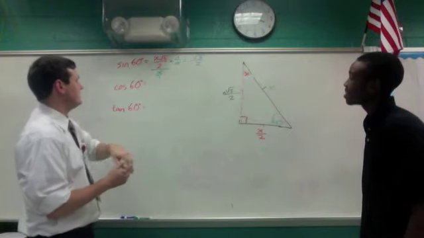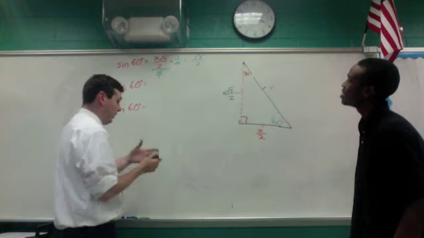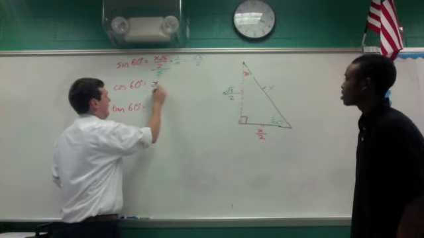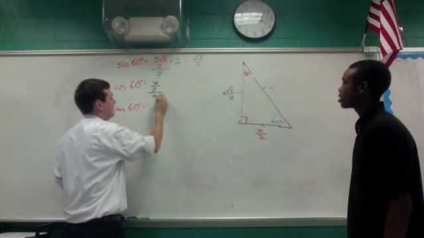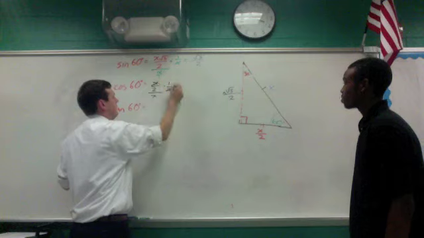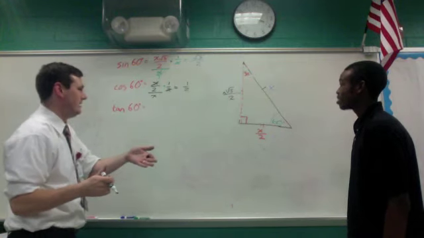Because now we're going to do the cosine of 60, which is adjacent over hypotenuse. So it's x over 2x, which is like times 1 over 2x. The same thing, 1/2, which was the sine of 30, right?